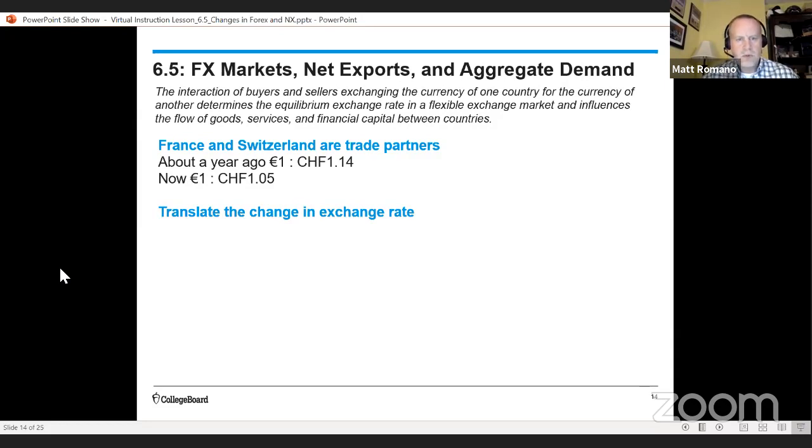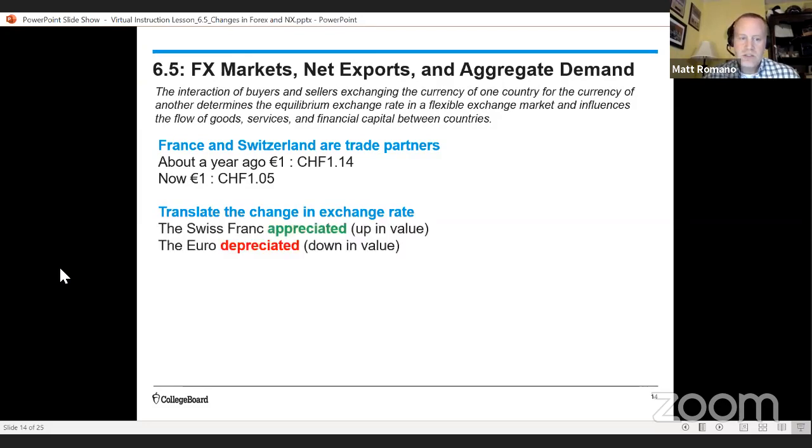Okay, looking at the numbers, again, a year ago, 1 euro could buy you 1.14 Swiss francs. Now, the euro can only buy 1.05. What does that tell you? It should tell you two things. First of all, the Swiss franc has appreciated. We know that because it takes fewer Swiss francs to purchase 1 euro. The euro has depreciated. It's gone down in value. Got to know those terms. It's depreciated because it won't buy as much as it used to in Swiss francs. That's step one. We've got to understand that connection first.